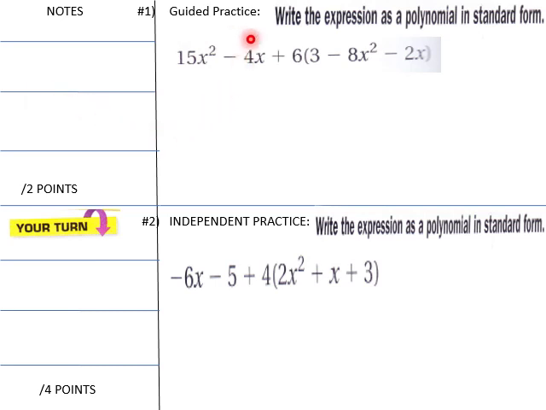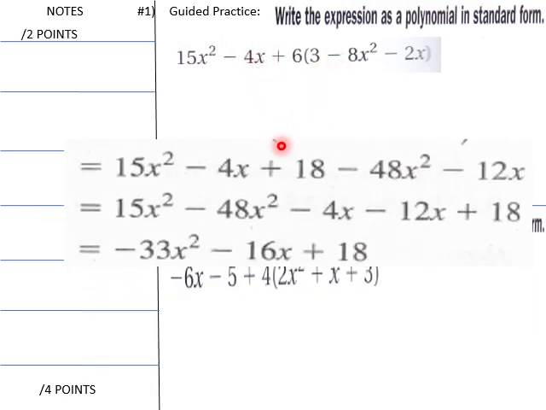Okay, so our next guided practice here. Write the expression as a polynomial in standard form. So we have 15x squared minus 4x plus 6 times the quantity 3 minus 8x squared minus 2x. This is our guided practice. This is yours down here, students, your independent practice. So let's go through the solution up here of this expression here.